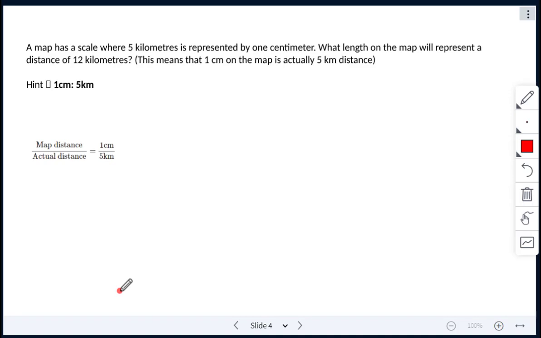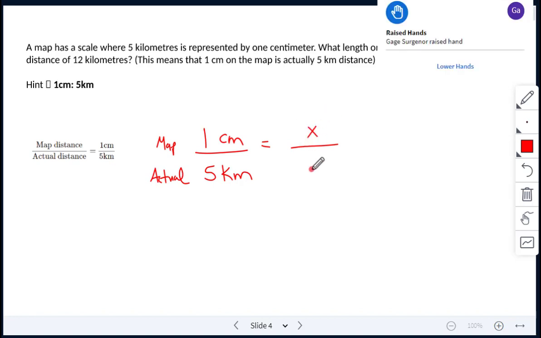So we've set it up like that. Let's keep that going. We'll say 1 centimeter and 5 kilometers. That's our ratio. And this is the map, and this is the actual. Now we have to figure out what that is going to be on the map when in reality it's 12 kilometers, so in the actual distance.